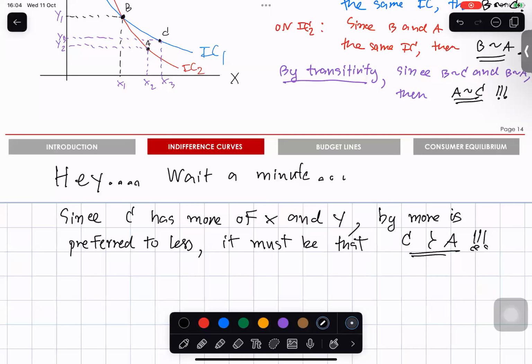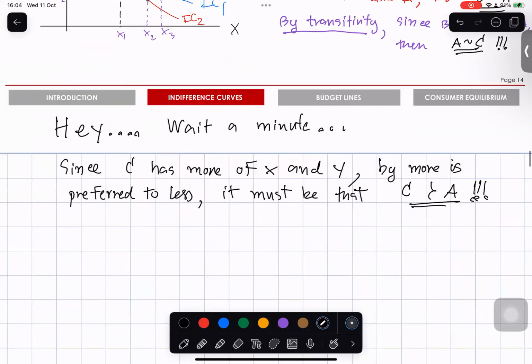What is the solution then? If you want to avoid a contradiction like this, don't let IC cross. Okay. I believe you now that IC cannot cross. By this proof, it generates something clearly wrong like this. Okay, landing point.